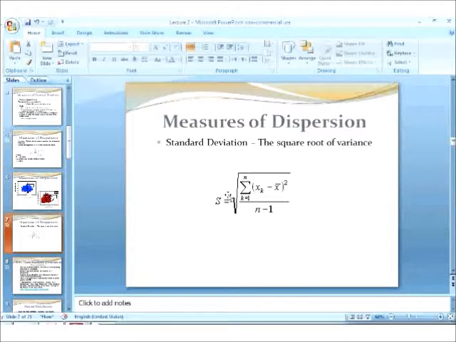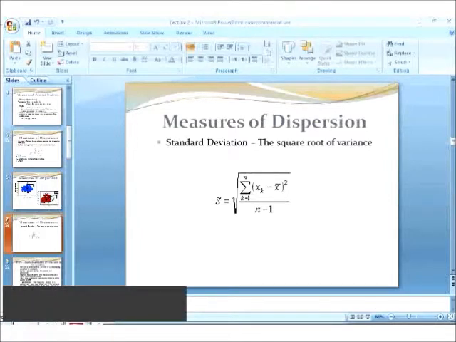And as the name suggests, deviation: how much deviation is in your data set. Deviation means how much it is deviating from its mean. Is it deviating to the left or is it deviating to the right? So that is what we call standard deviation here.